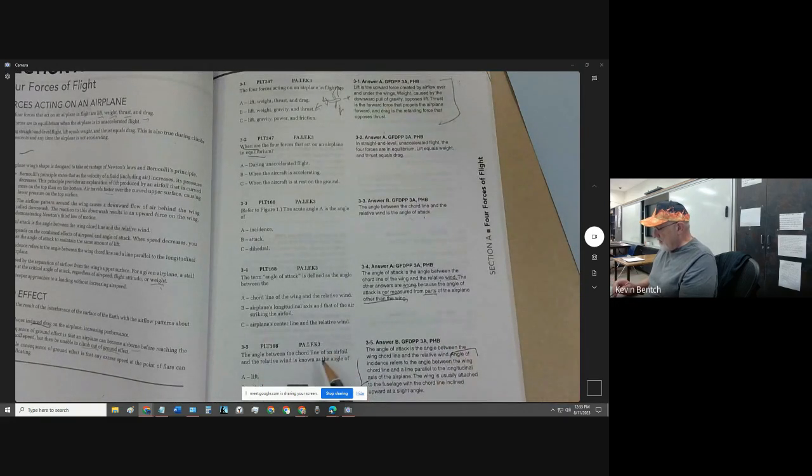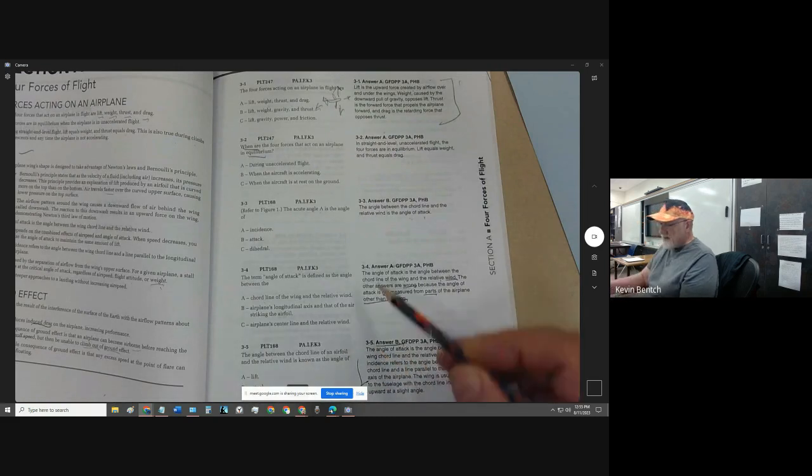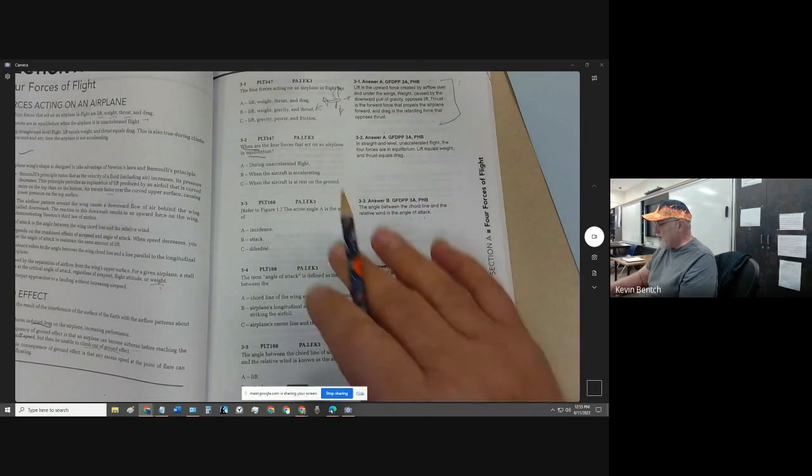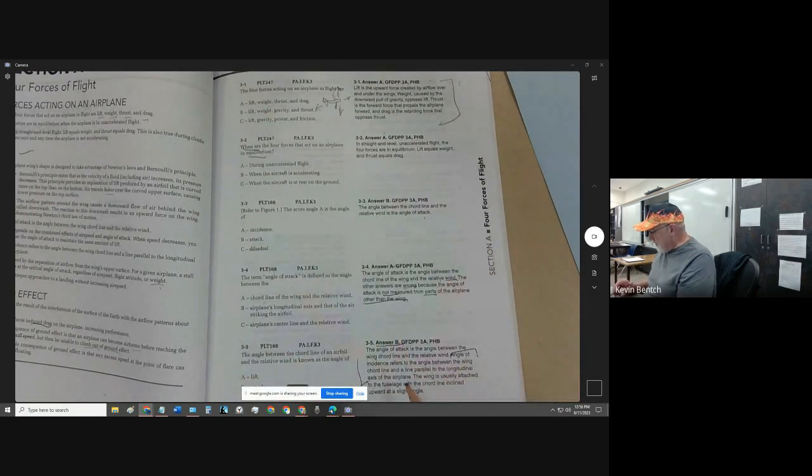The angle between the chord line of an airfoil and the relative wind is known as the angle of attack. So we just get a bunch of questions about the same thing. You're going to get that. It's going to be on the test. One of these questions will be on your test. Angle of attack is the angle between the wing chord line and the relative wind.